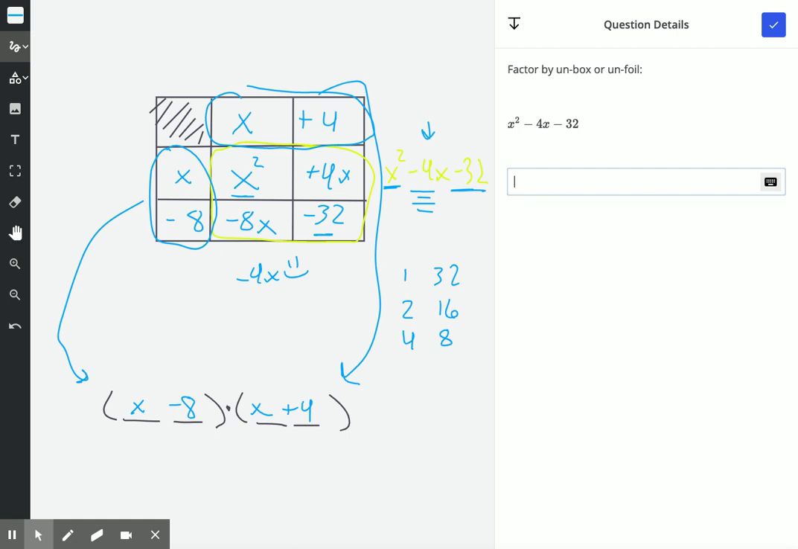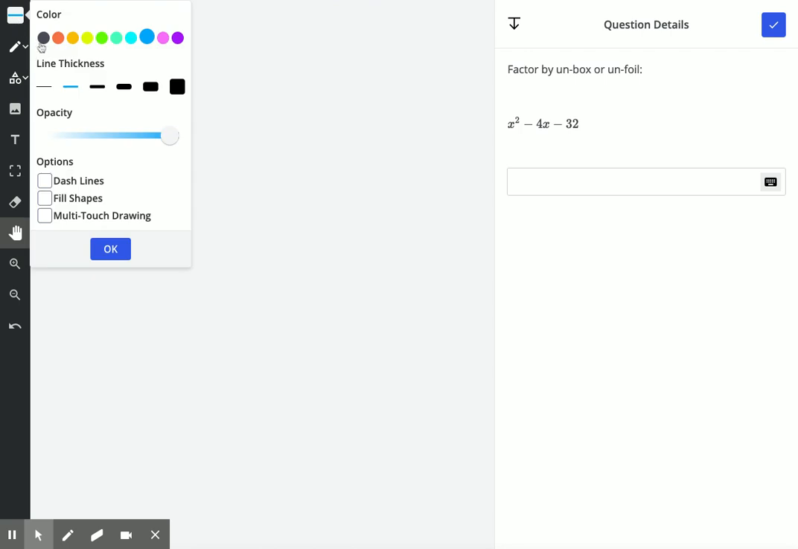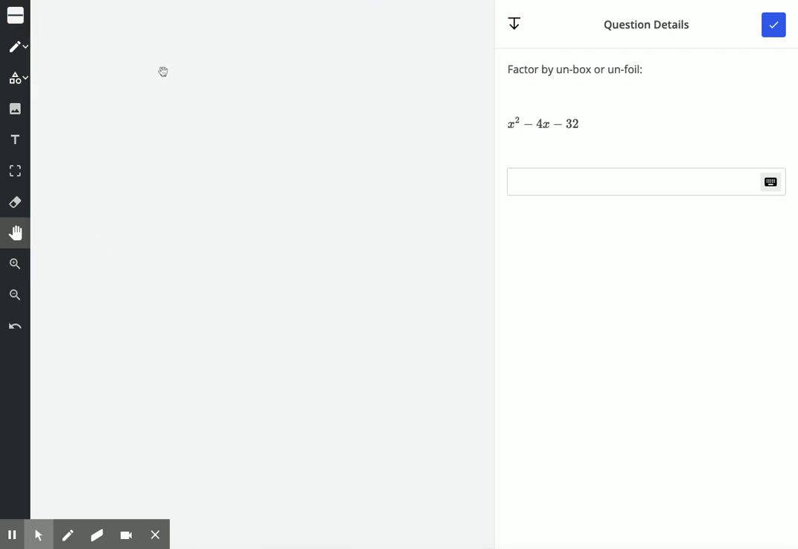So we just factored by unboxing. Let's factor by unfoiling. So I'm going to move this up to get a clean slate. I'm going to show you that I can do the same thing, different strategy, get the same answer. So my original in black is x squared minus 4x minus 32. And we know that my answer is going to be a binomial times a binomial.